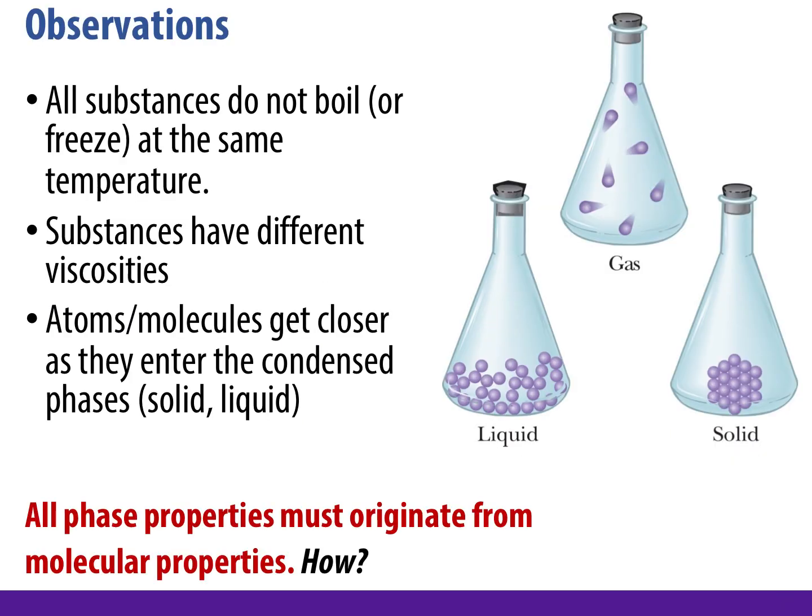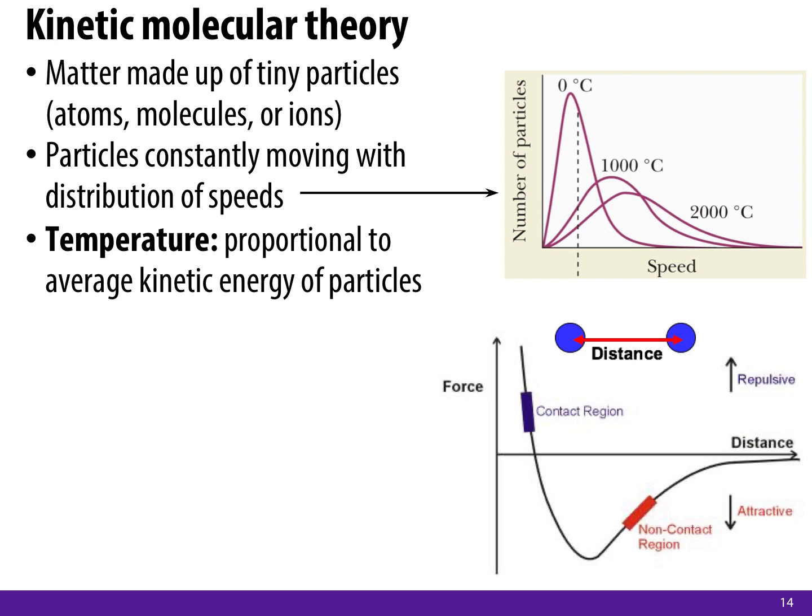To understand this a little bit more rigorously, we can look at kinetic molecular theory. We know that substances don't boil or freeze at the same temperature. They have these different properties, and these really need to be related to our molecular properties that we've been studying. How? Well, just like we talked about in the last section, matter is made up of tiny particles: atoms, molecules, or ions. They're constantly moving around with a distribution of speeds, and temperature is proportional to the average kinetic energy of the particles. So from 0 Celsius to 1000 Celsius to 2000 Celsius, the speed of the particles is increasing, which is increasing their kinetic energy.